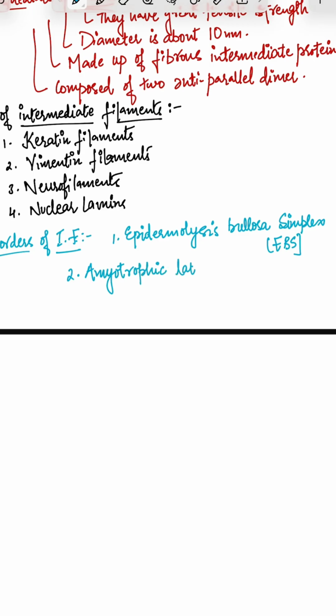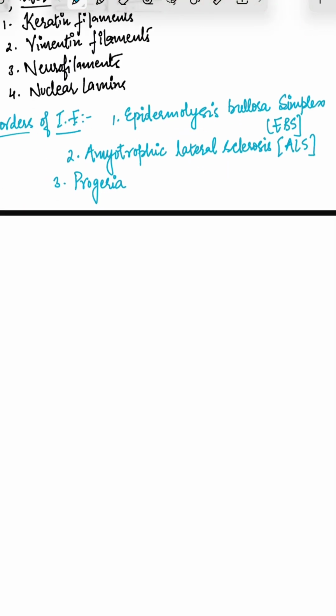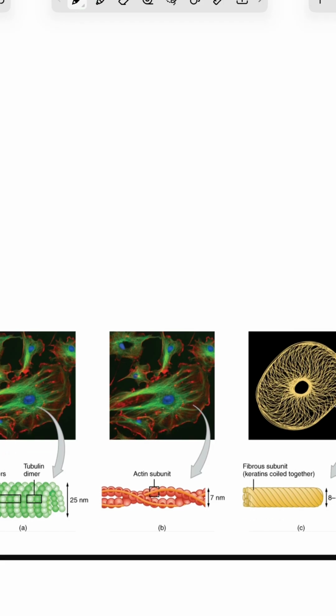These types and these disorders are very important from an exam point of view, because these are asked in multiple choice questions where you are supposed to choose 2 to 3 disorders which are asked for cytoskeleton or any other cell organelle. So you need to remember these. Third was progeria. Next we will move to microtubules, which is the second type of cytoskeleton.